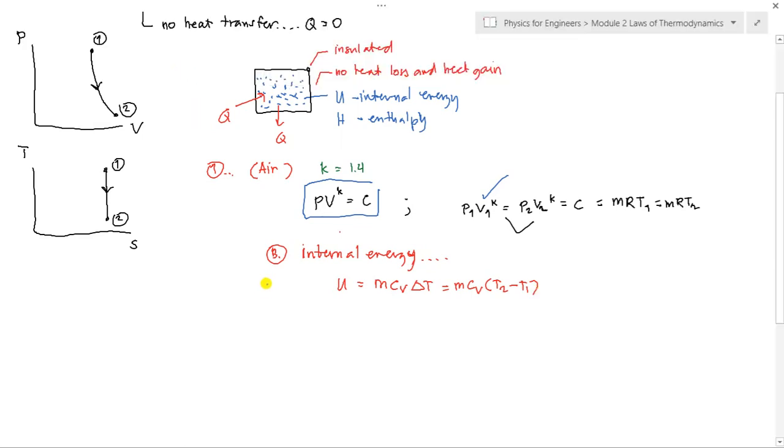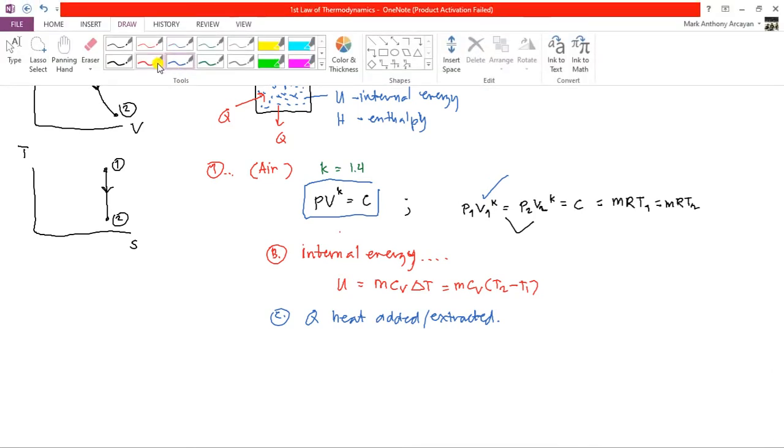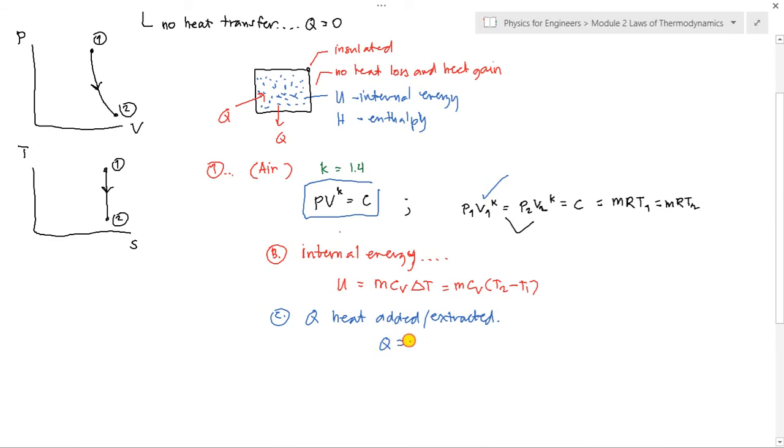And then next, we have Q, or the heat added or extracted on the system. Since adiabatic, there is no heat going in or out of the system, so therefore the heat transfer, again, heat transfer is different from the enthalpy. So the heat transfer here, Q, is equal to 0. The next, we have the enthalpy, that is H. This is enthalpy.